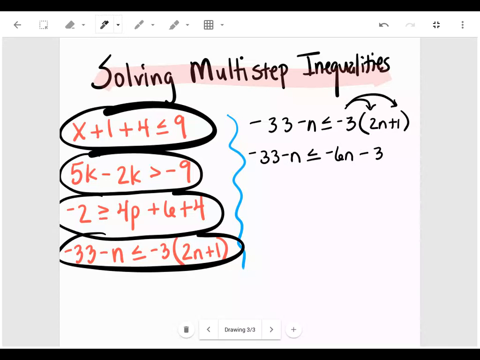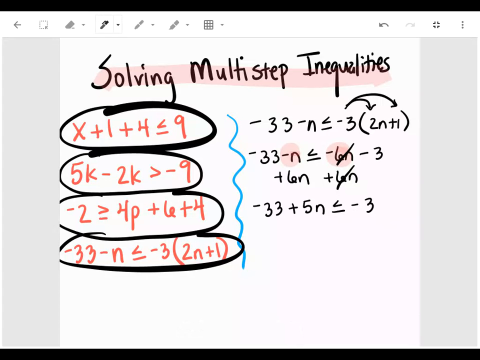Okay. Now I want to think about getting these n's together. Notice I have -n right here, and then -6n. I like to get the variables on the left side if I can. So I'm going to add 6n to both sides to cancel that out, and then add 6n over here. And we get -33. We have -1n plus 6n, that gives me 5n. So now I'm kind of happy because I have the variables on the left. I didn't have to rewrite it, I just used inverse operations.